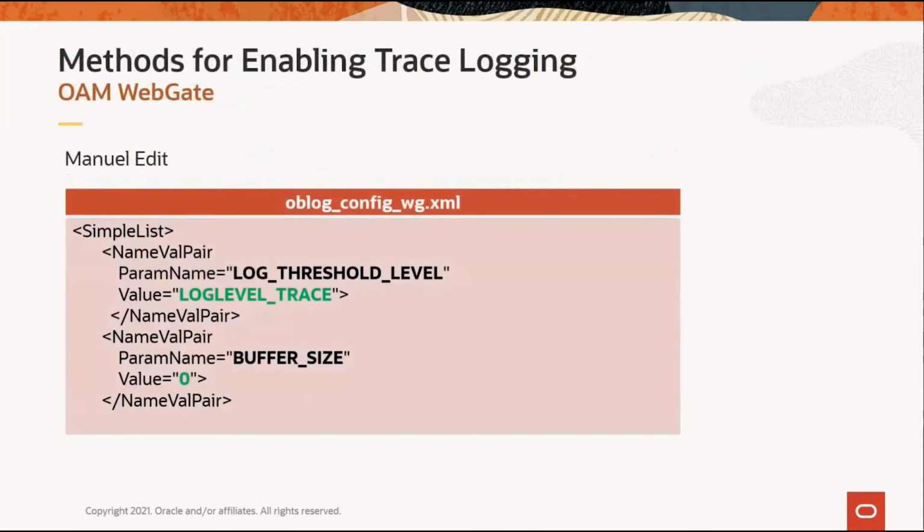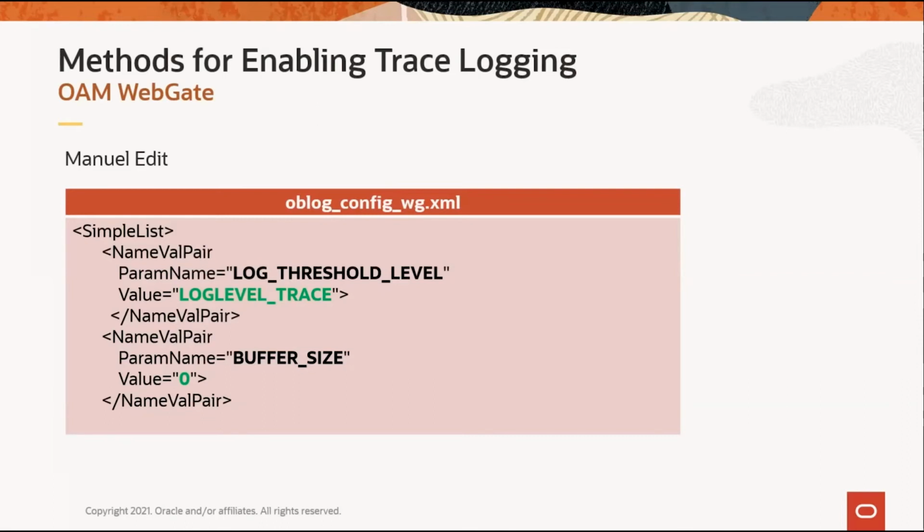Next, we're going to talk about the OAM WebGate. There's only one method to enable trace and logging for the OAM WebGate, and that is by manually editing the oblog_config_webgate.xml file. Step 1, make a copy of the oblog_config_wg.xml file. Step 2, edit the oblog_config_webgate.xml file, and in there you want to navigate to find the parameter log threshold level, and we want to change it to LOGLEVEL_TRACE, which in the screen you'll see is in green.